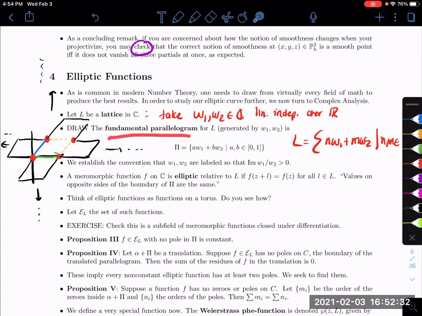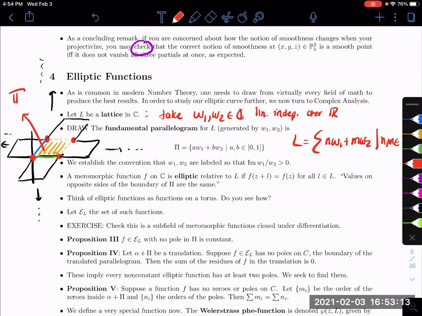So the fundamental parallelogram for a lattice L, let's say generated by w1 and w2, is capital Pi. And what is it? You don't want all the linear combinations of w1 and w2. What you want is all the linear combinations of w1 and w2 with coefficients living between 0 and 1. And you can see that's going to fill in this right here. So this guy right here is my Pi. Then I can produce the rest of the lattice just by knowing what this parallelogram is. And conversely, I can collapse the lattice to this parallelogram with an equivalence relation.